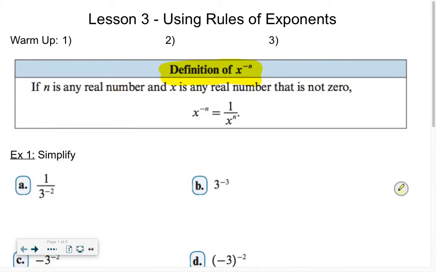So a definition of x raised to the negative n. When we have a negative exponent, the good news is we can get rid of it by simply moving it up or down.